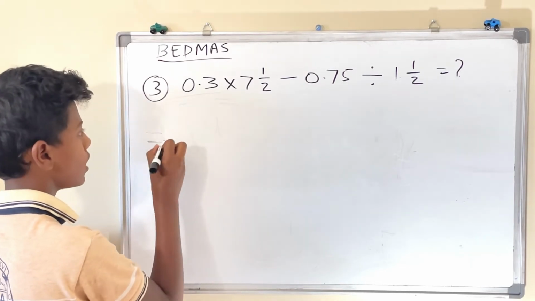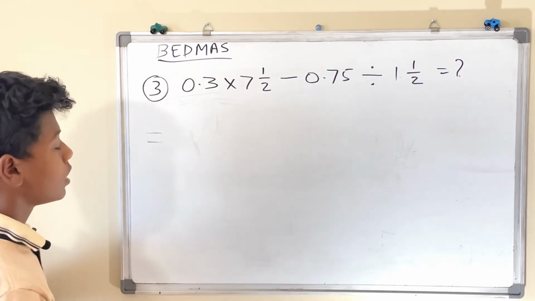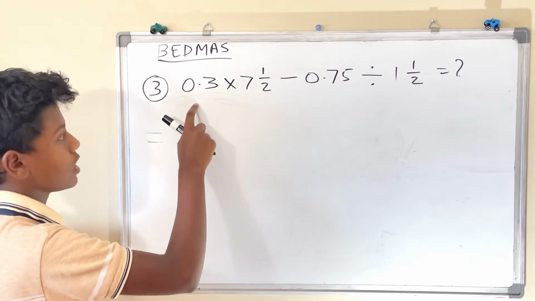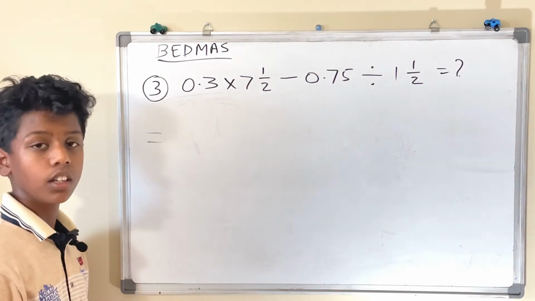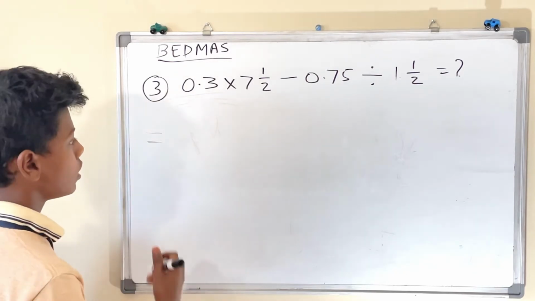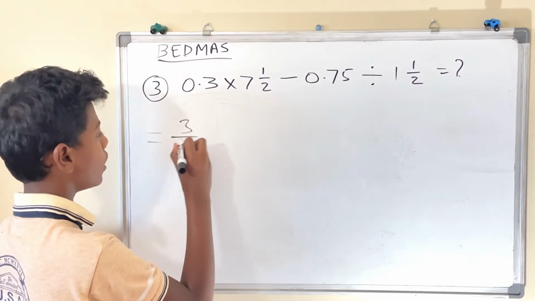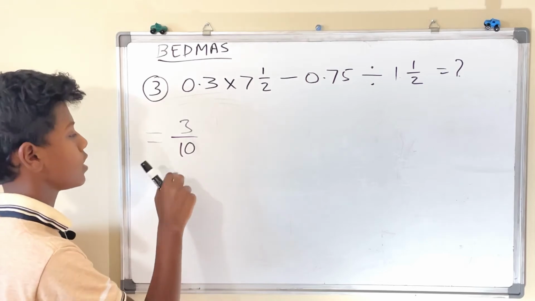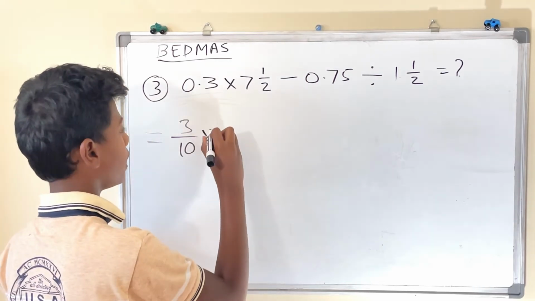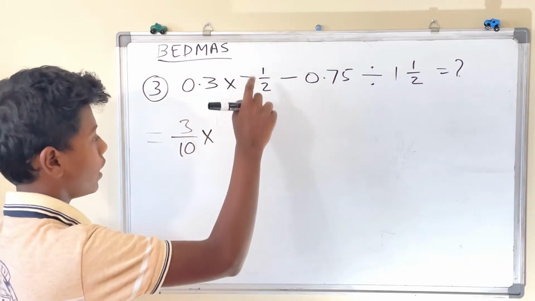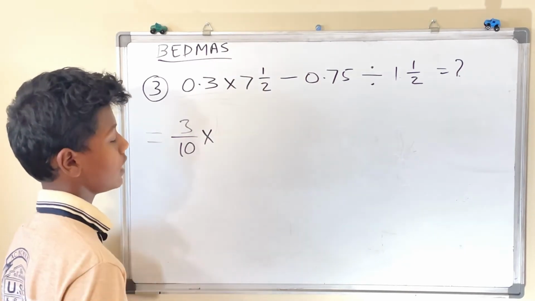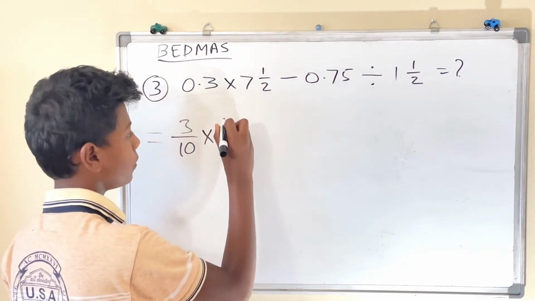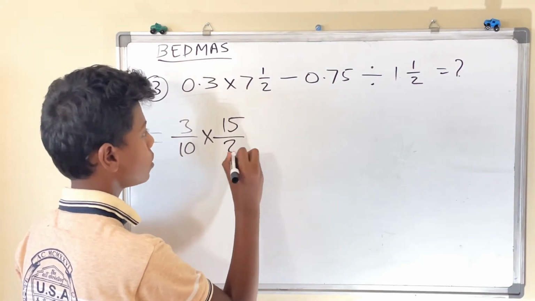So I'm going to put an equal sign. So 0.3, there's one number after our decimal. So that means one more 0 added to our 1 in our denominator. So that means 3 over 10. So 0.3 equals 3 over 10. And multiplied by, so 7 and 1/2. So 2 times 7 is 14. And 14 plus 1 is 15. So we can do 15 over 2.